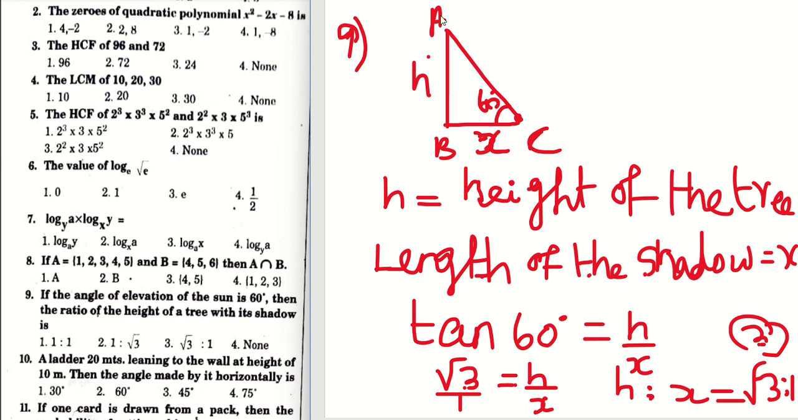Right? So here what you have to understand, this is a tree. When it is having a shadow, obviously it will rise down. What is the angle of elevation they have given? It is 60 degree they have given. So this is your angle of elevation. So this is a shadow we are getting from the tree. That is x. Right?